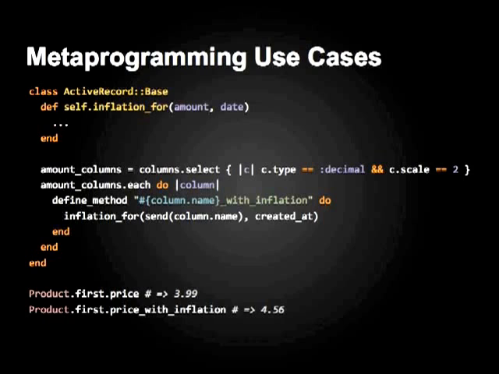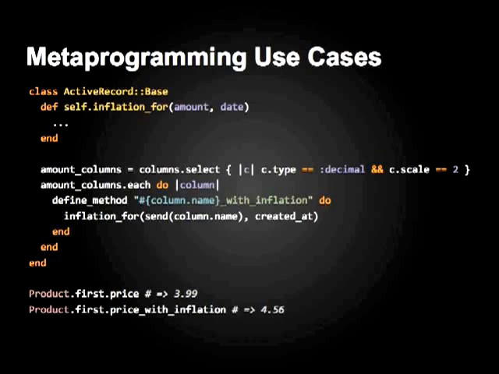So for this example, just starting off in the context of Rails, we're opening up the ActiveRecord class and querying the columns, and we're looking for columns that fit the definition of currency, so the decimal with the scale of 2. And for those columns, what we're going to do is call define_method and pass in the name of that attribute with inflation. So that'll be the name of the method. If it's a product, then if the product has a price, then it'll be price_with_inflation. If it's a total, then it'll be total_with_inflation. And then the block of what we're going to run.